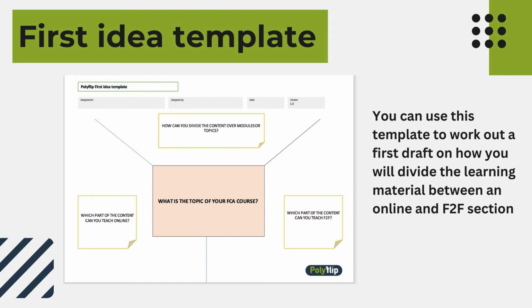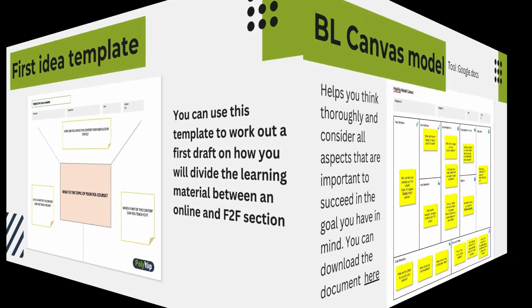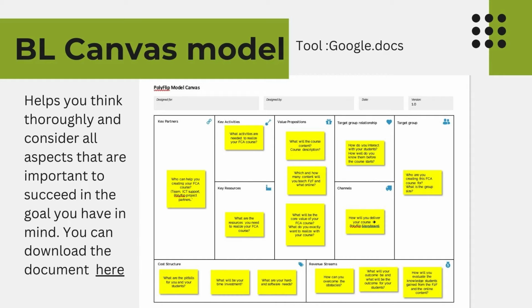And second question, which content can be prepared or learned by the students on their own? That is the online part. And which content do I really want and need to teach face-to-face? I don't know if you ever used a business canvas model. This is a template for making a business plan. With the Polyflip project, we used it to make a framework that helps to consider all the aspects you need to make the right decisions before starting with the creation of your blended learning course.